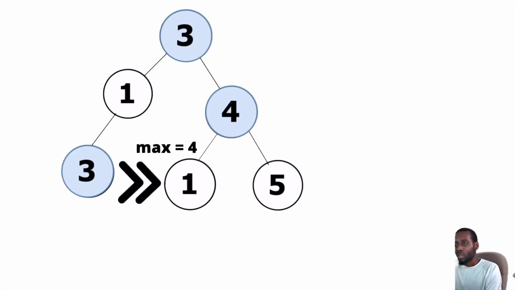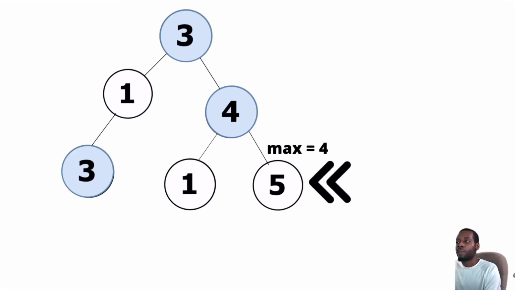1 is not a good node, guys, because there's a node in that path that led up to 1 that's greater than 1. There are 2 nodes that are greater than 1, so 1 has no chance at all. So 1 is not a good node. Then we go back up and then we check the right side right now. The right side, guys, we can see that 5 is greater than the maximum value that we've seen so far in that path.